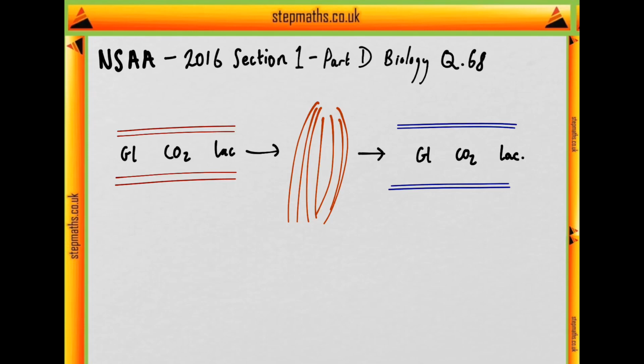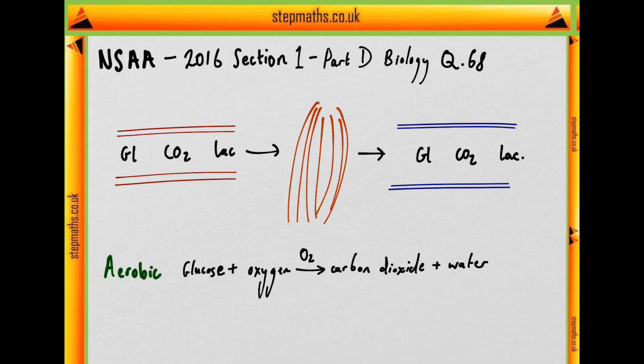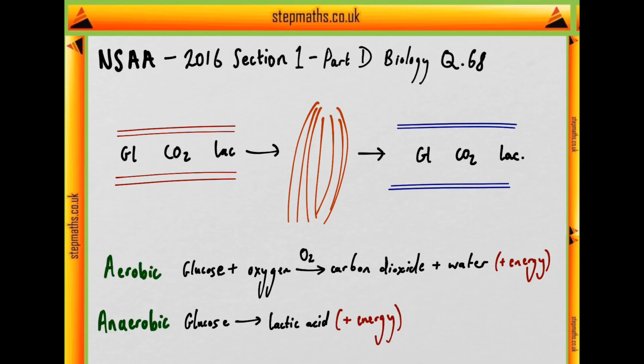Well, in order to work this out, we need to understand the two different forms of respiration, aerobic and anaerobic. Aerobic being glucose plus oxygen, converting to CO2 plus water, and anaerobic being glucose going straight to lactic acid and delivering some energy. Less energy than in the case of aerobic, but energy nonetheless.